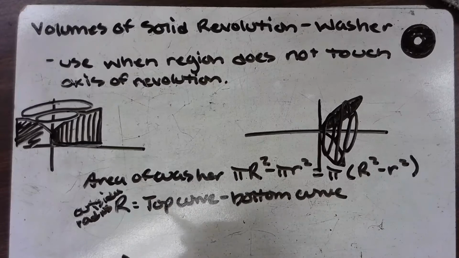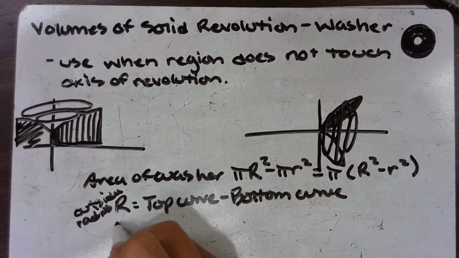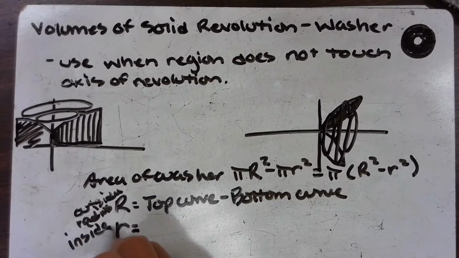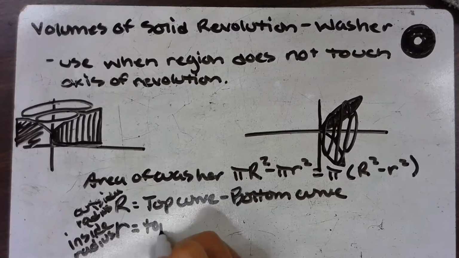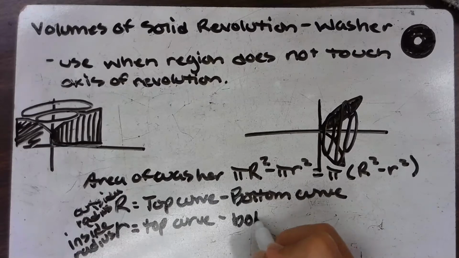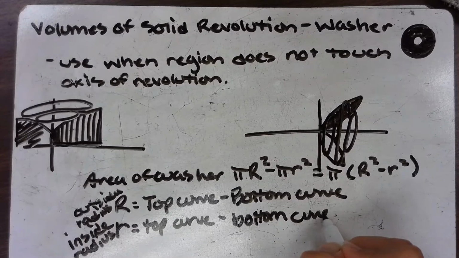And the little r, think about this as the inside radius. It would be the top curve, and I'm doing little top, minus the little bottom curve. All right, so we're going to see this and find the volume. And we'll integrate it the same way like we did for the disc.